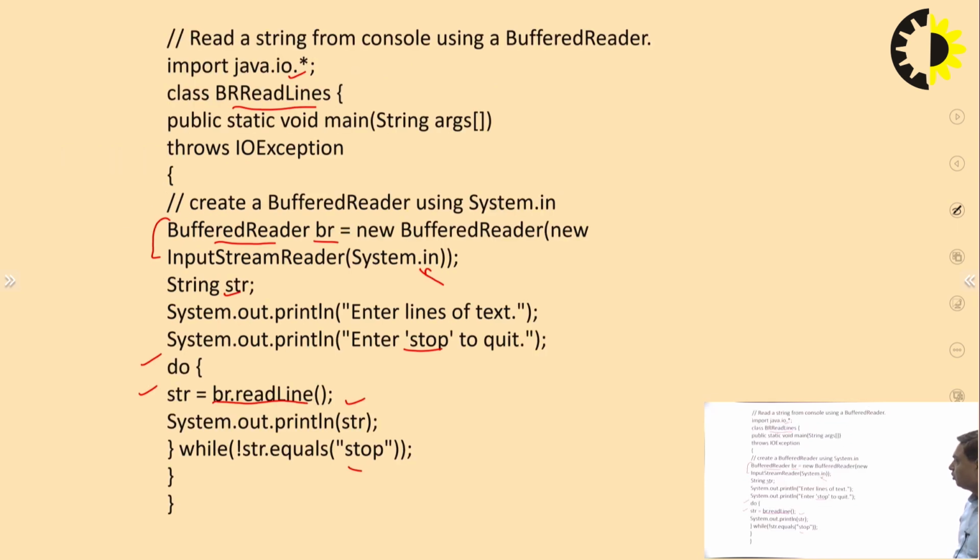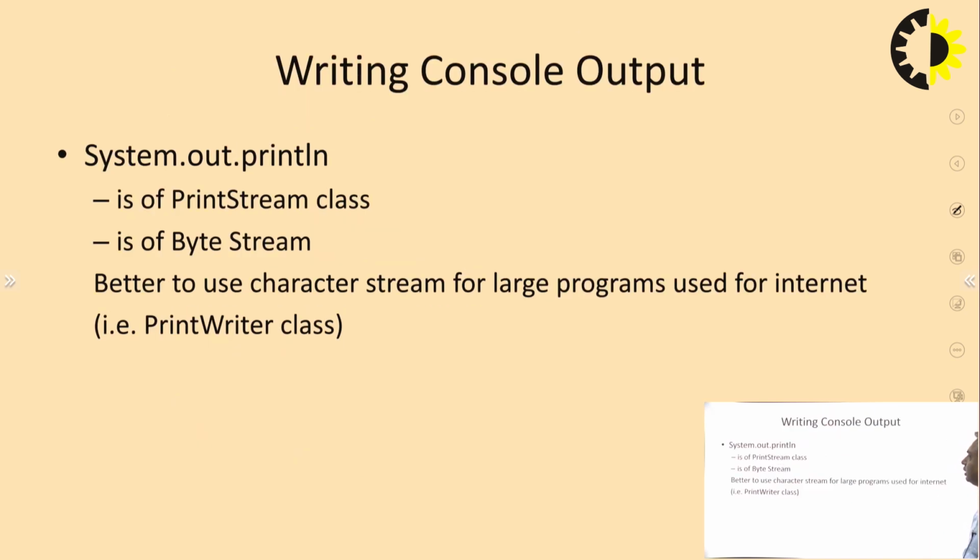Now, till now we are using System.out.println directly. It is an object of byte stream to display any value on the screen. Now, it is also possible to use a different type of class for the output. So, System.out.println basically is a PrintStream class and it is a byte stream. You can use character stream for large programs for internet purposes to display any value.